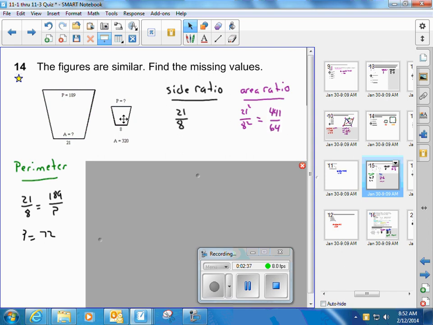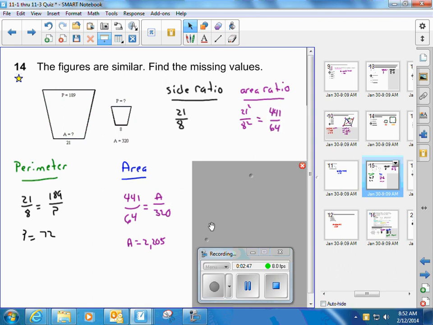Now, what about the area? We already have an area ratio: for every 441 square feet in one, we have 64 square feet in another. So let's set that equal to the ratio with an actual area in it. So this ratio should equal this one. What's the number that goes here that makes this ratio equal to this one? And since this is the ratio of actual areas, this will give us our actual area. So I cross multiply and I divide, and I end up with 2,205 square units.